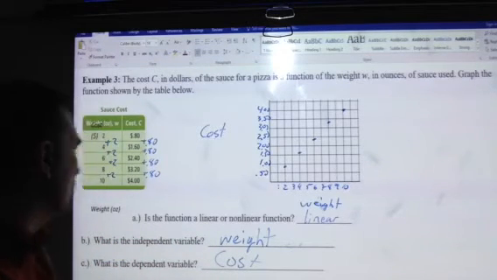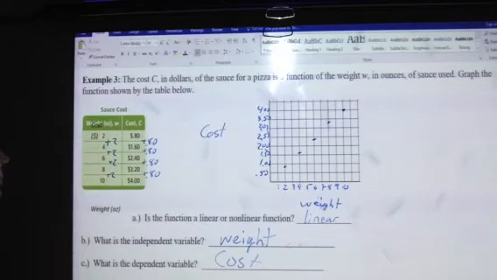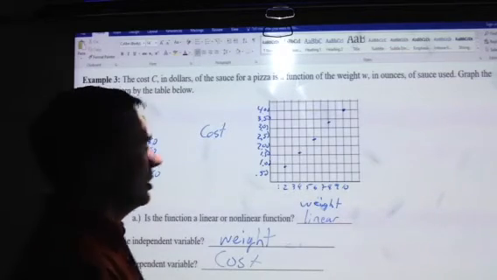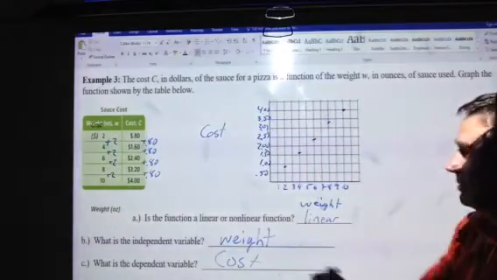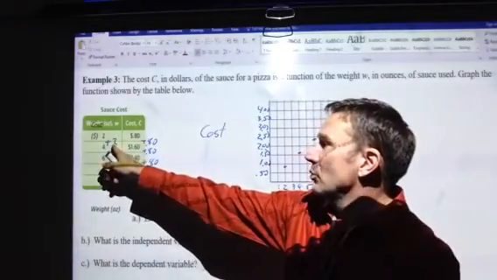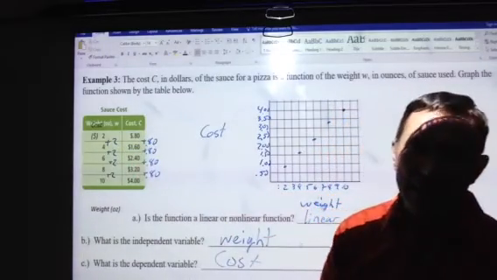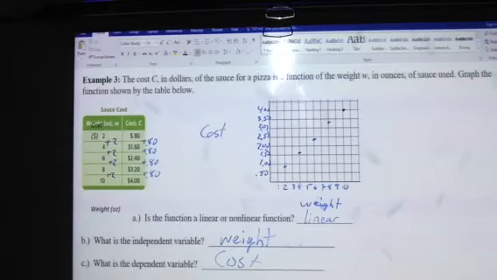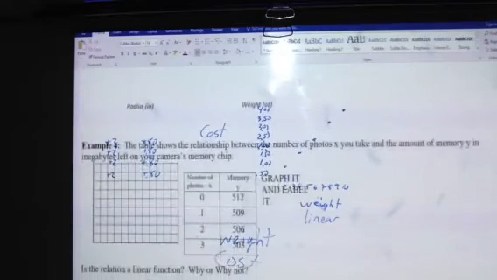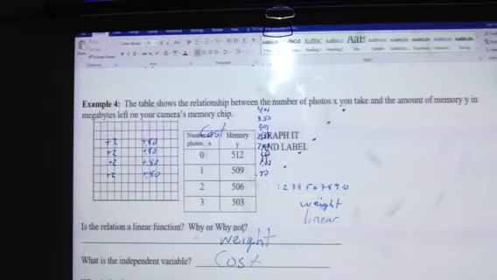How are these two variables related? As the weight increases by 2 ounces, the cost increases by 80 cents. And we can write it that way. And here's the last one.